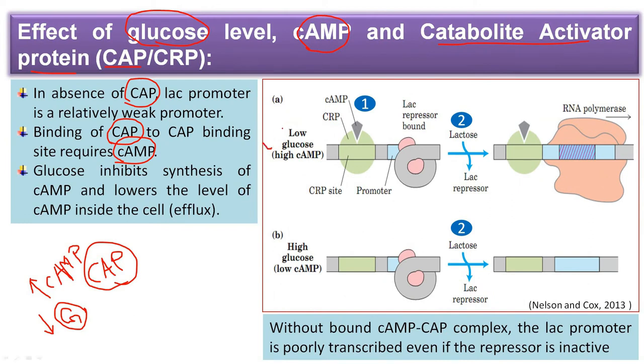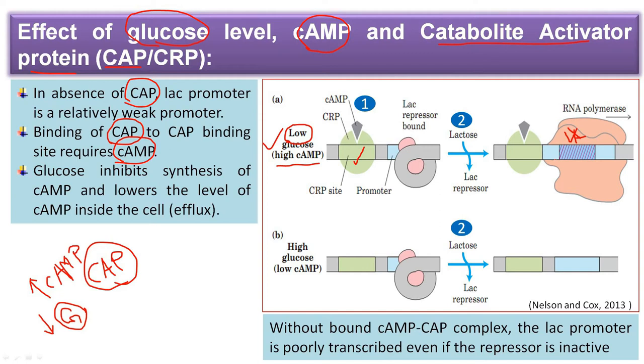In the first figure, we can see there is a low level of glucose. So we know glucose and cyclic AMP are inversely proportional. If there is a low level of glucose, there will be a high level of cyclic AMP, and since there is a high level of cAMP, the CAP cyclic AMP complex will form and bind to the CAP binding site, and as a result the RNA polymerase will bind to the promoter site more efficiently.